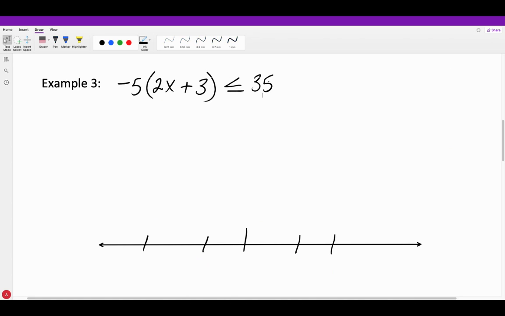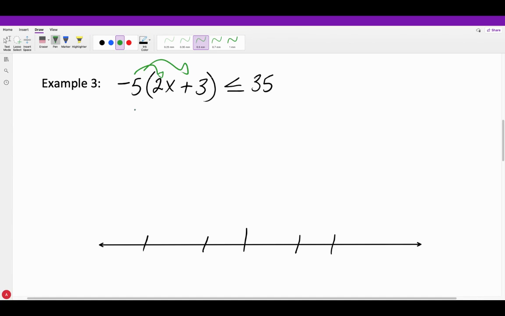All right, so here we have negative 5 times 2x plus 3 is less than or equal to 35. Just like we would with our equations, I'm going to simplify this first. There are different ways you can go about solving this, as we showed you with equations as well. But one of the things I always said is we look to simplify first, and through simplifying it's distribution and then combining like terms. So I am just going to distribute this into our parentheses to multiply.